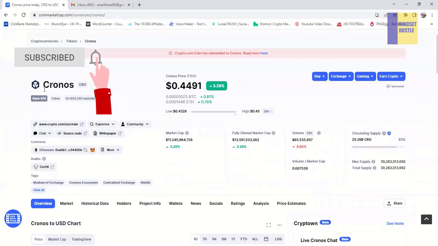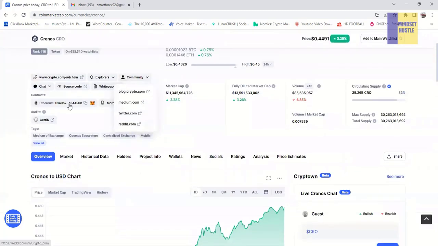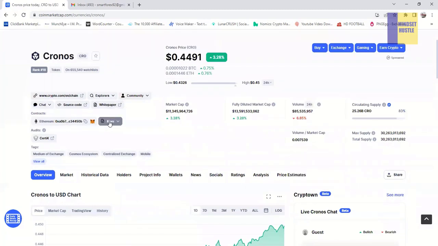All right, so once you click on this, you can see this is the price. And these guys are the official sponsors for the upcoming FIFA World Cup. Now, with Chronos, it is being used on 3 different chains. We have the Ethereum contract address, we have the Cosmos, that is Atom, contract address, and we have the Solana contract address. This is the most important thing you need to understand.